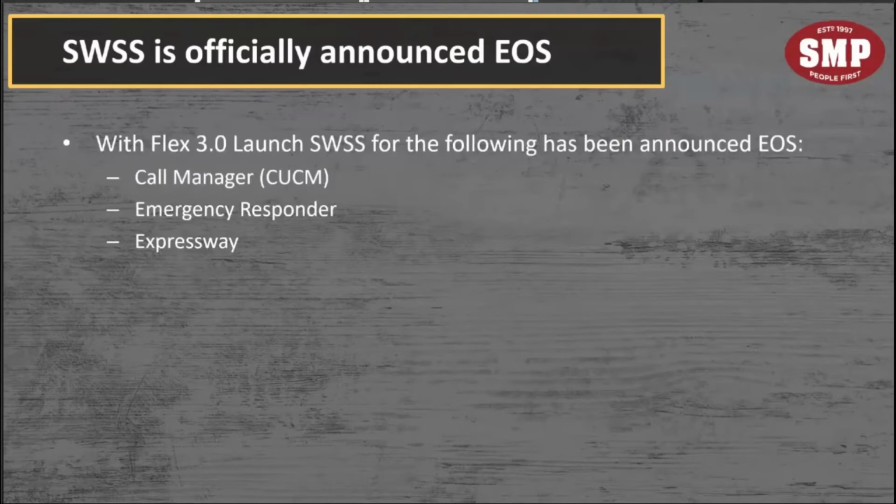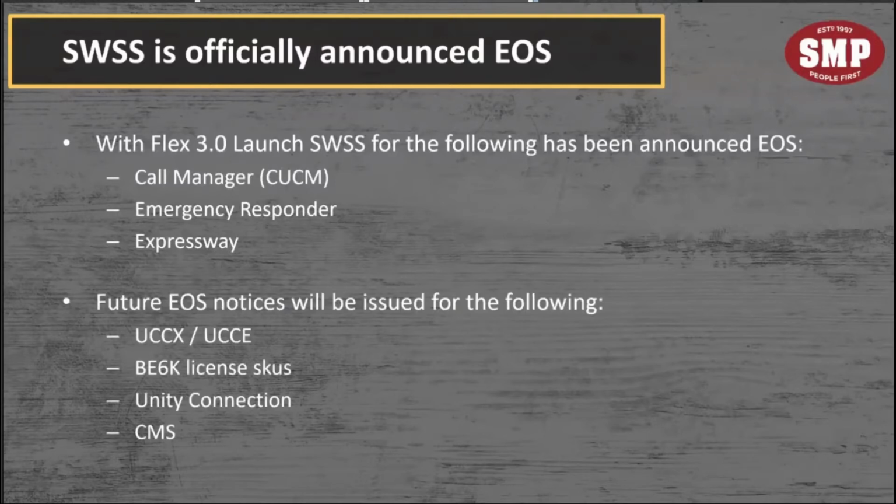So with the launch of Cisco Flex 3.0, Communications Manager, Emergency Responder, and Expressway are the first to be announced end of life. The future ones that are going to be coming are Contact Center Express and Contact Center Enterprise, all your BE6K SKUs, if you're a customer that has a BE6K SKU, Unity Connection, which is voicemail, and CMS, which is Cisco's on-premise bridge. Now, none of these products are going away. It's just the license model moving from a perpetual one-time purchase with annual maintenance to a subscription model.